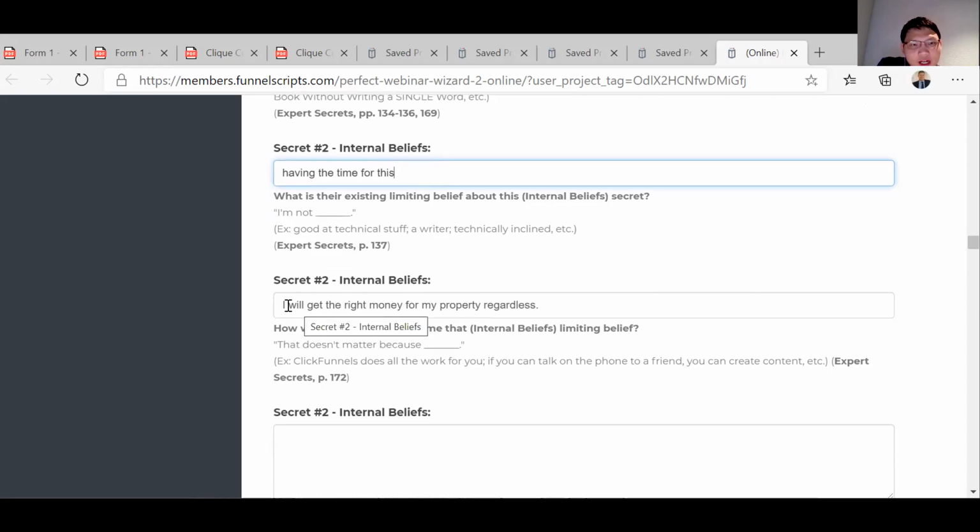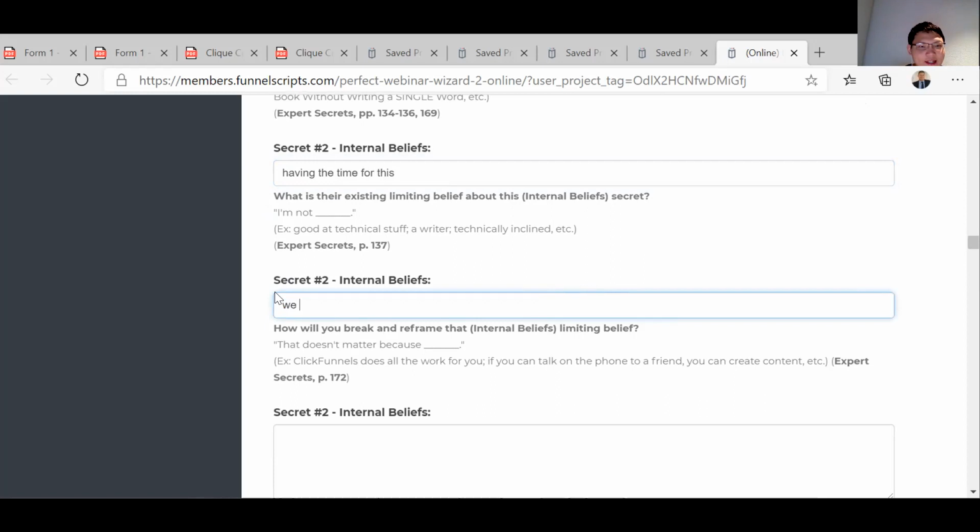So how will you break down this objection? You can see there is a sentence behind, they just fill in the blank: that does not matter because we will help you manage the whole process.